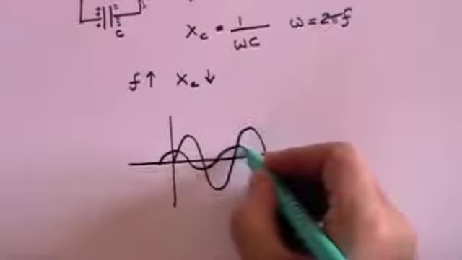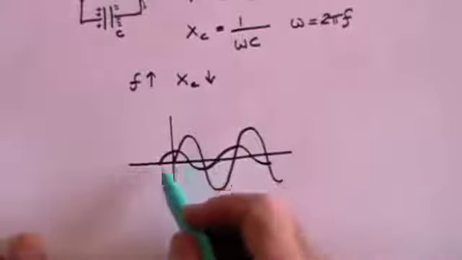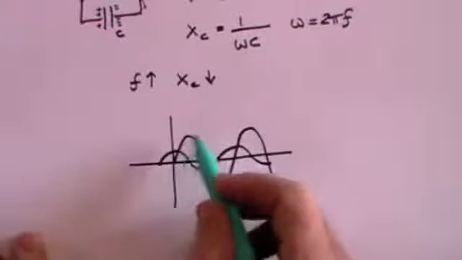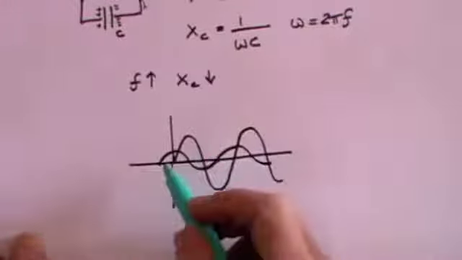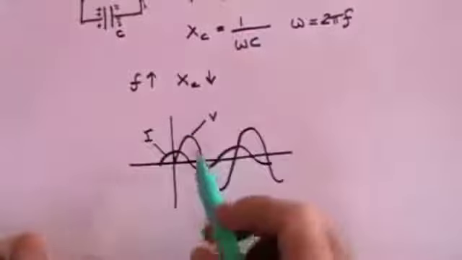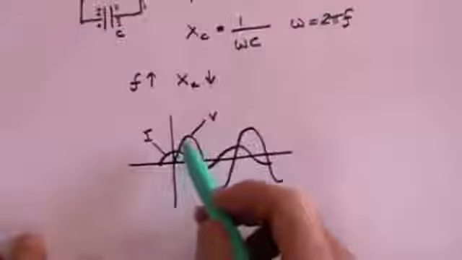It is no longer in phase with the voltage. In fact, the current starts first and then the voltage comes second. So the voltage lags behind the current. This is the voltage, this is the current, and the voltage is lagging behind. The current does this, the voltage starts, as it were, later.